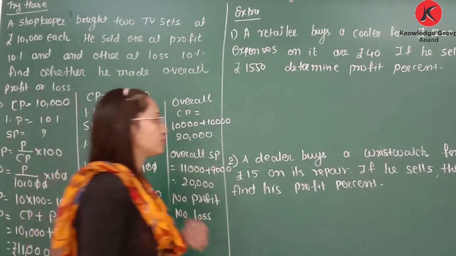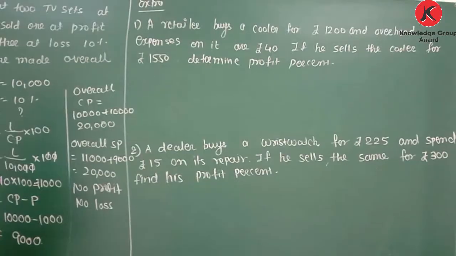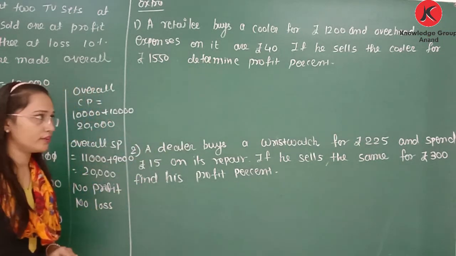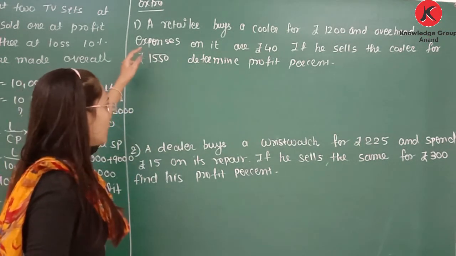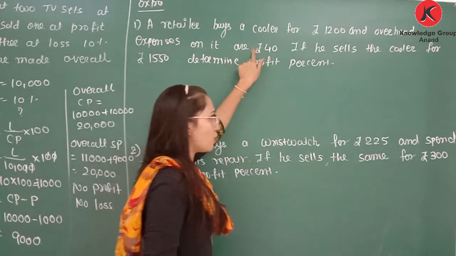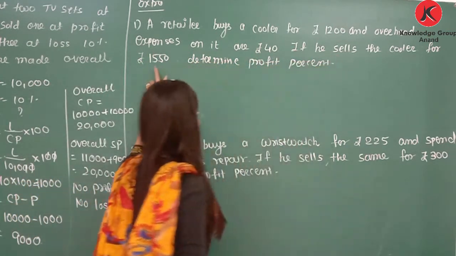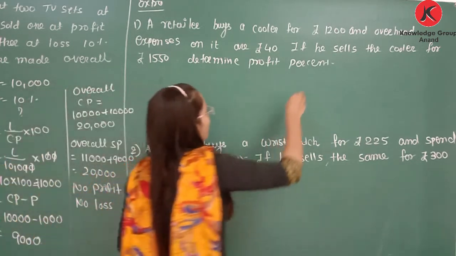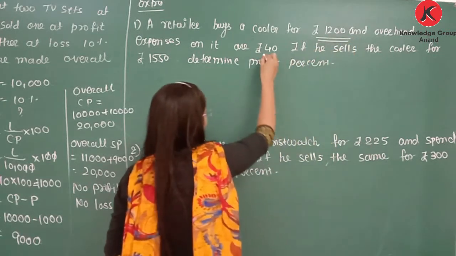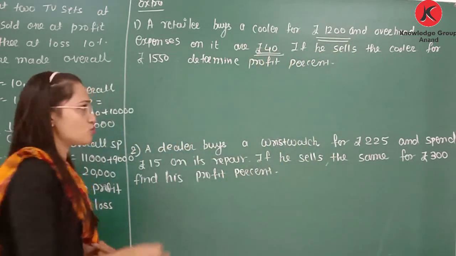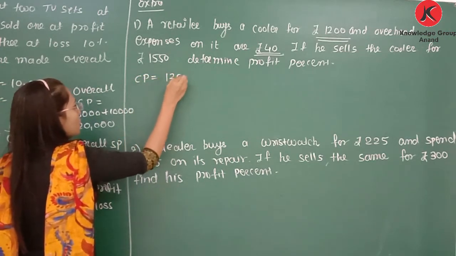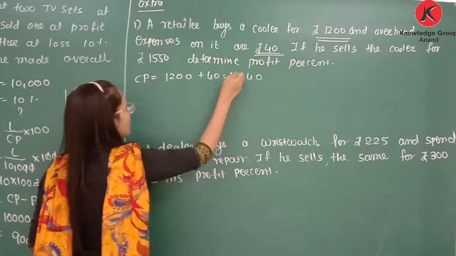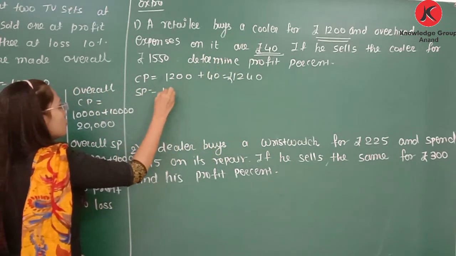Now next one. Now next example: a retailer buys a cooler for ₹1200 each and the overhead expense on it is ₹40. If he sells the cooler for 1550, determine the profit percentage. So here the price of the cooler is 1200 and the charge on it is 40 rupees. So our cost price will be 1200 plus 40, that is 1240. Selling price is given as 1550.